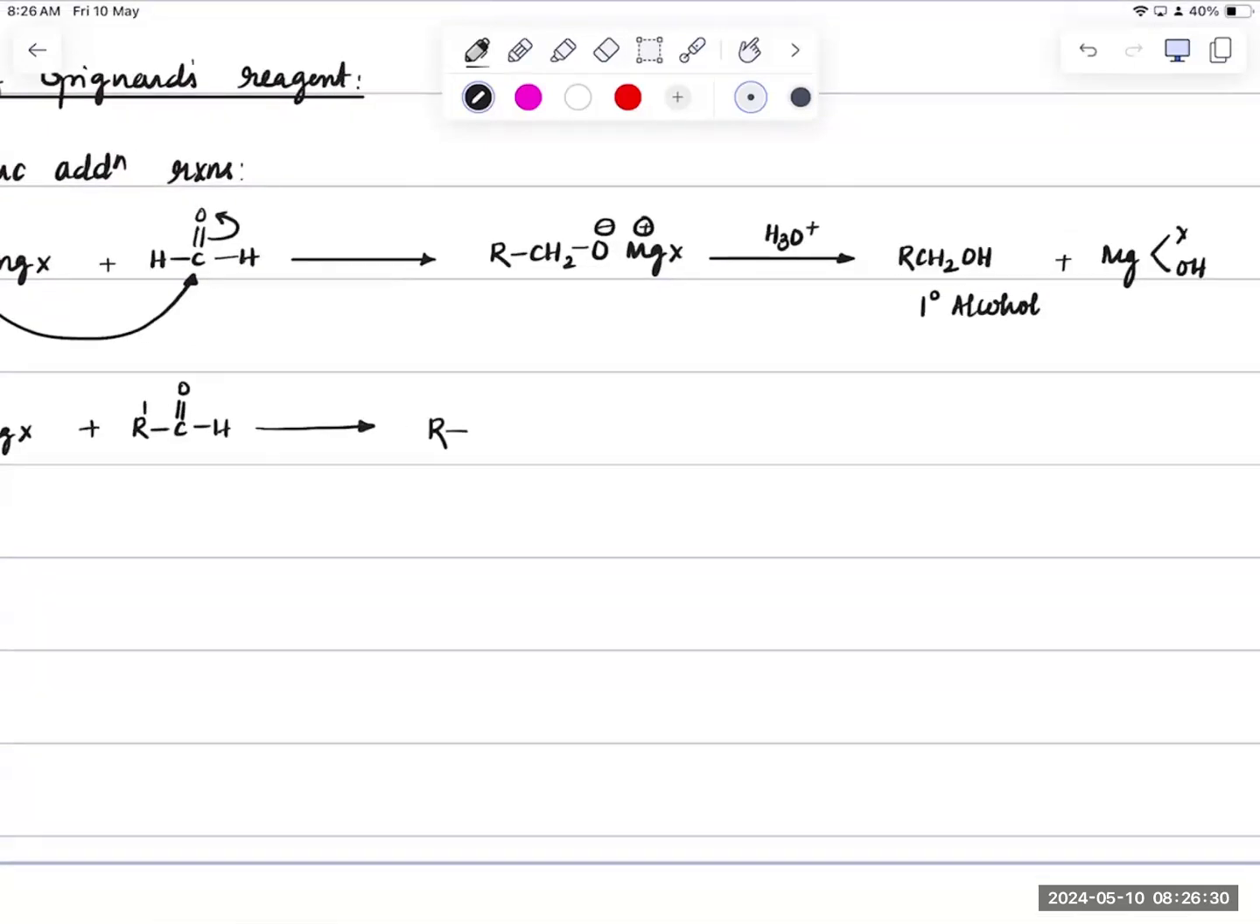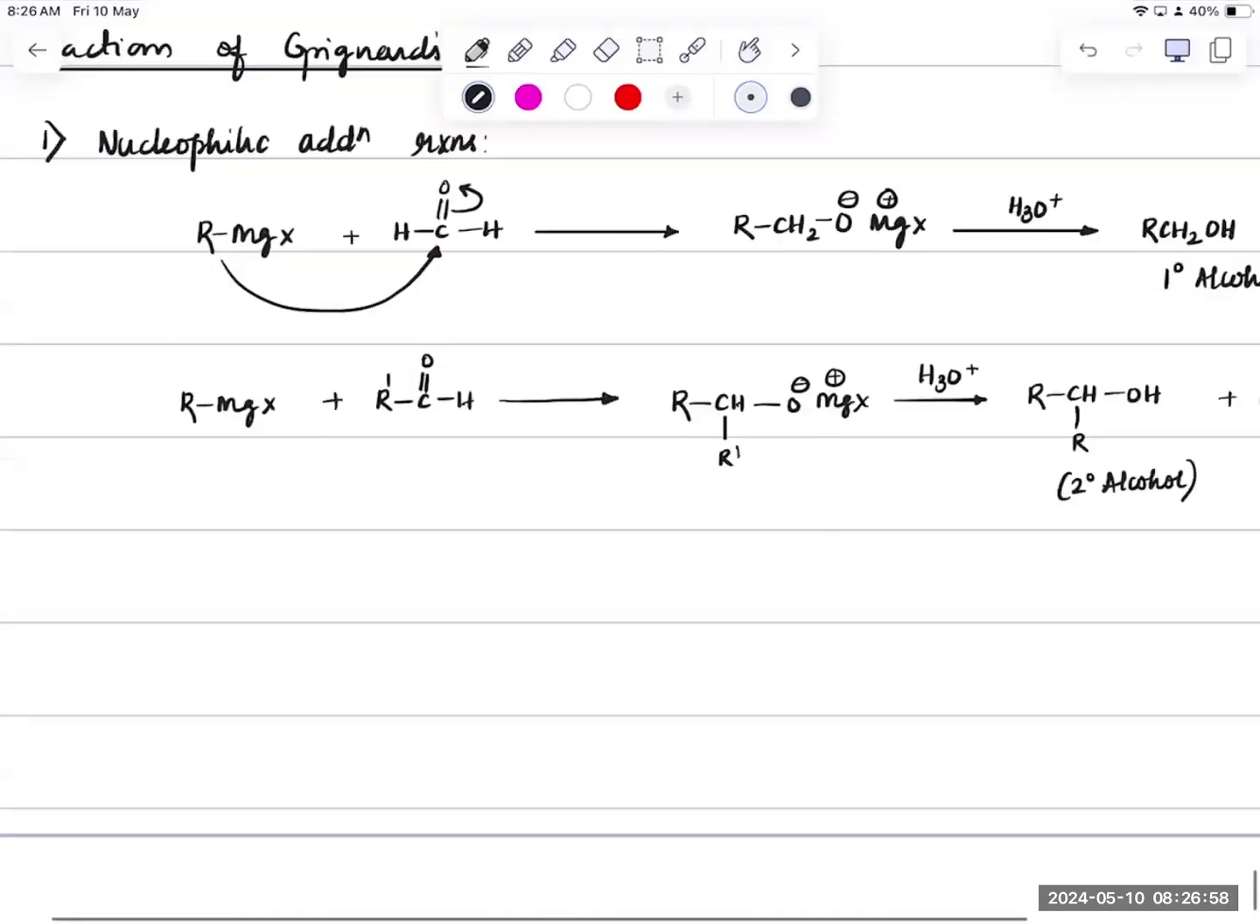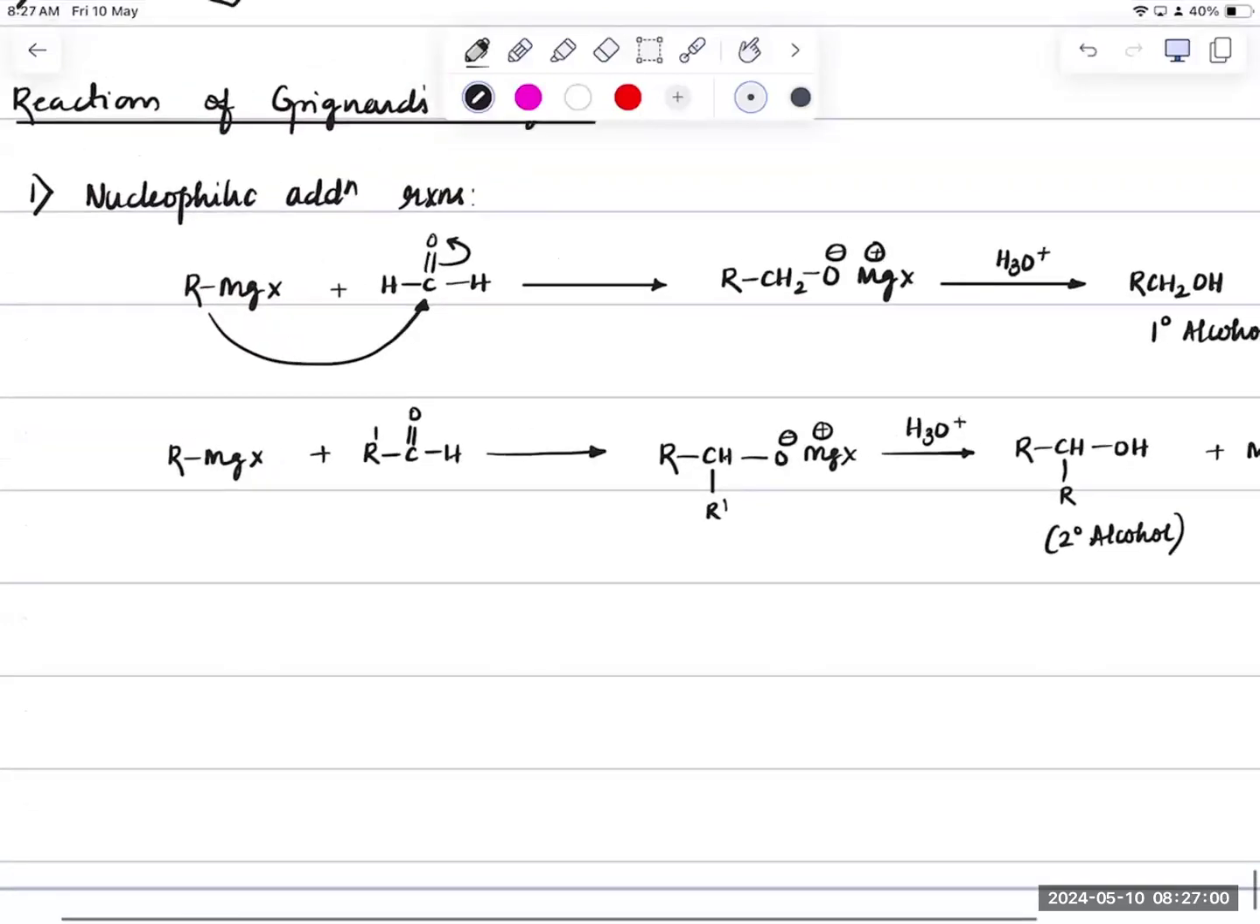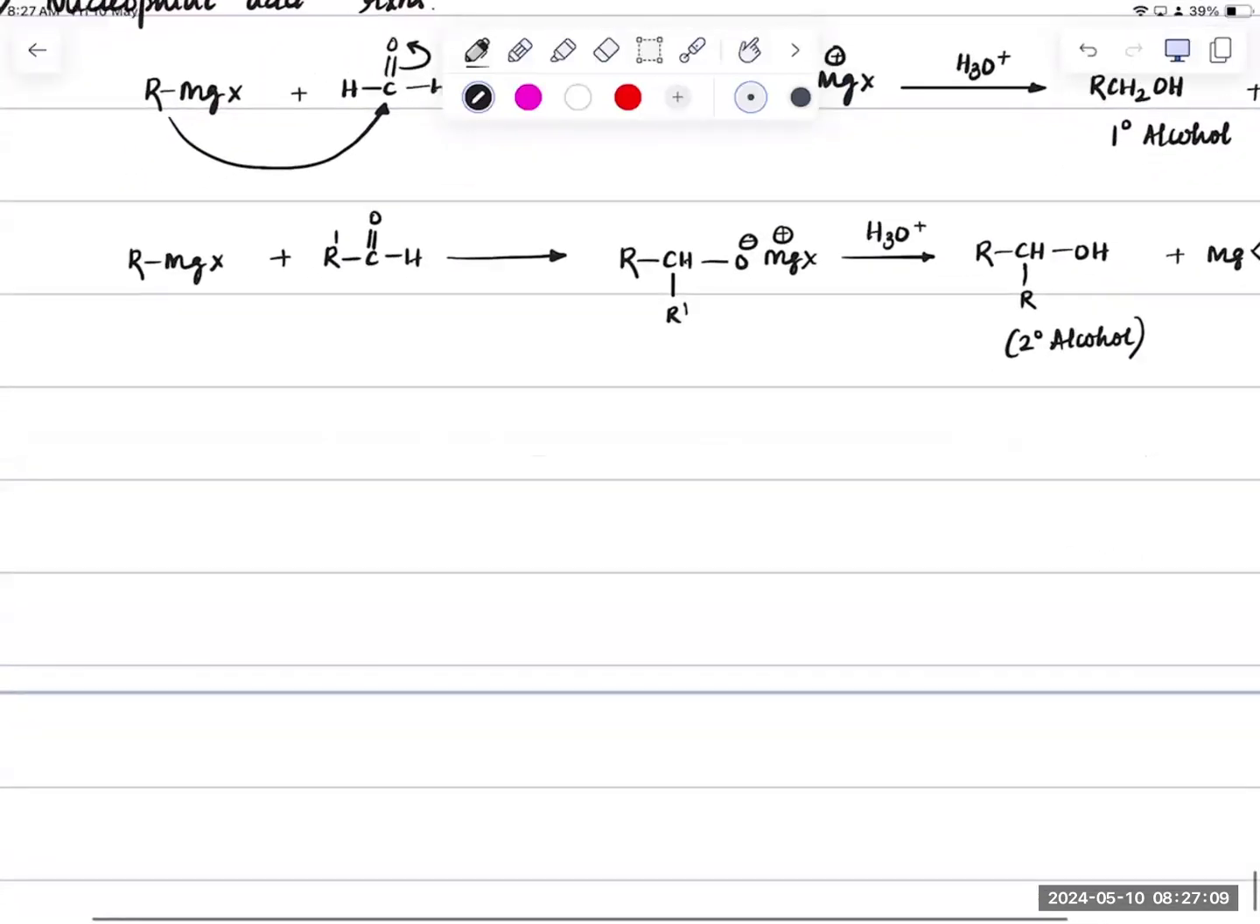And if you take any simple aldehyde other than this, here I'm taking some R dash. So this time the reaction will give R, CH, one more R dash here, then O minus, MgX plus, if it is followed by hydrolysis. So we will get R, CHR with OH plus MgX and OH. So what we are getting here is a 2 degree alcohol. Which means if you take only formaldehyde, we'll get a 1 degree alcohol. If you take any other aldehyde, acetaldehyde or any kind of aldehyde, then we will get a secondary alcohol.